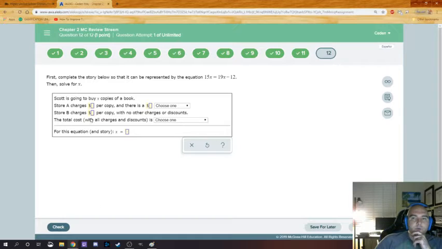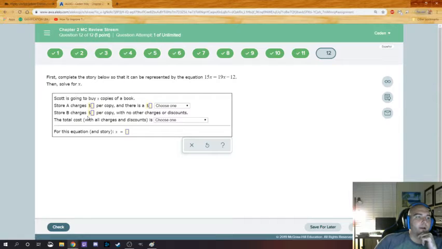Okay, this last one doesn't require work at the beginning. It gives me an equation and wants me to figure out what kind of story would match this equation. So there's 2 sides. There's a 15x on one side, and then there's 19x minus 12 on the other. And if we look in the box, this is referring to somebody buying x copies of a book. So I'm assuming there's 2 options. One option is the left side, and one option is the right side. So it says store A charges blank per copy, and there is a blank blank. Okay? And then it says store B charges blank per copy with no other charges or discounts.